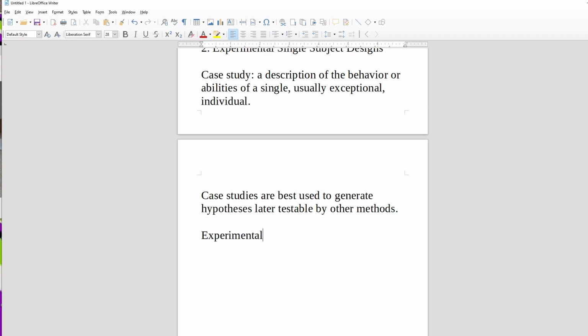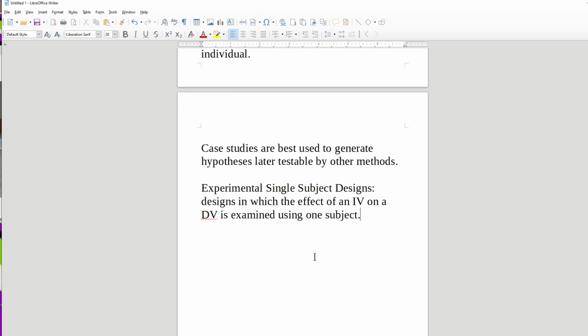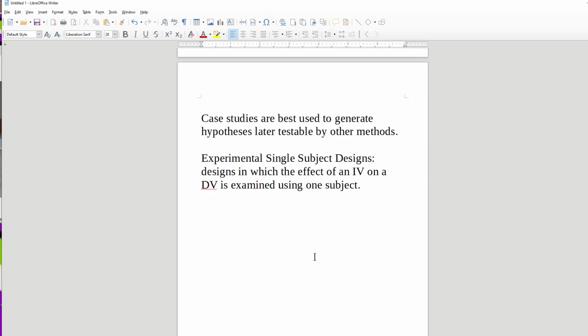And these are experimental single subject designs. These are designs in which the effect of an IV on a DV is examined using one subject. So what you're trying to do is an experiment, so you're manipulating an independent variable of some sort, but you only have one subject when you're doing this research. So let's think about maybe some of the problems with this.